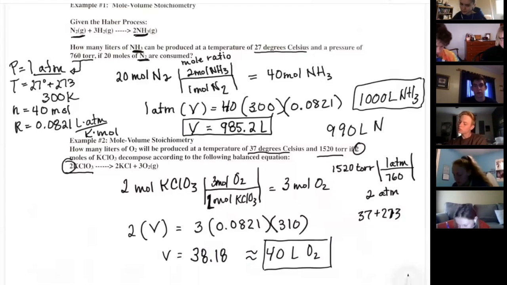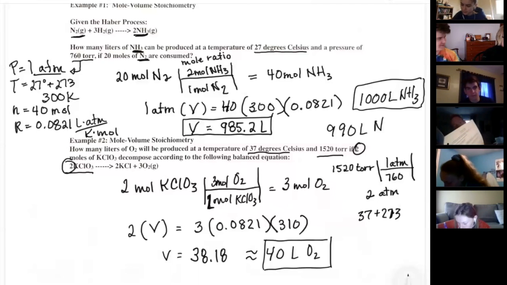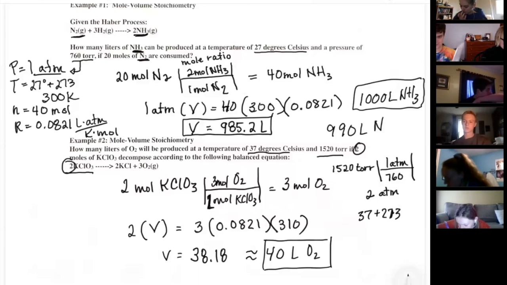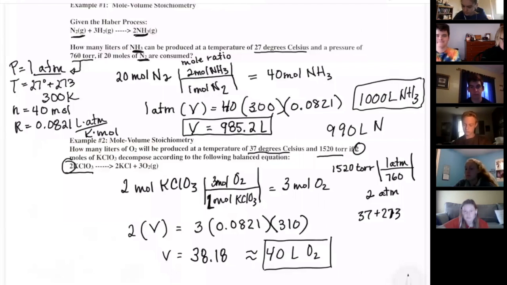All right, so that just demonstrates to you that when you're not in standard conditions, 1 atmosphere, 0 degrees Celsius, you have to use PV equals nRT to get part of your answer. You can't just do straight stoichiometry and use mole conversion because it doesn't work for gases.